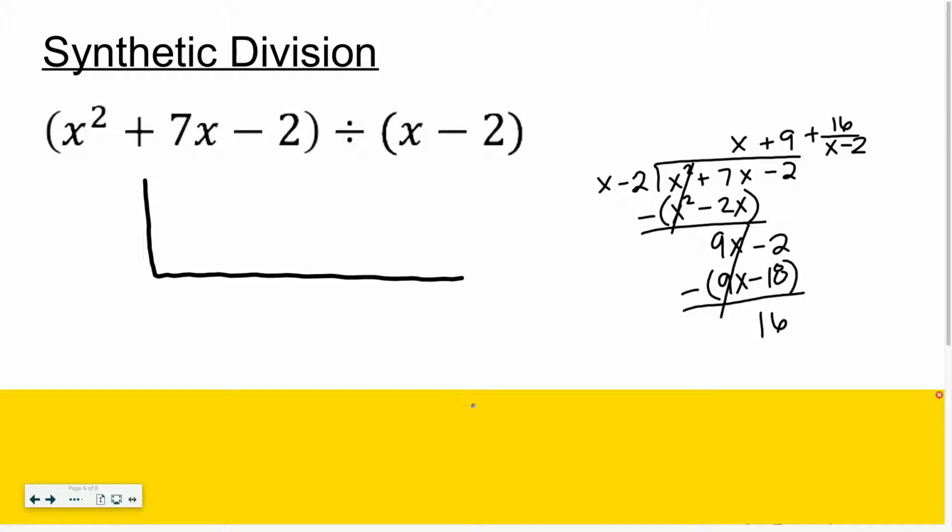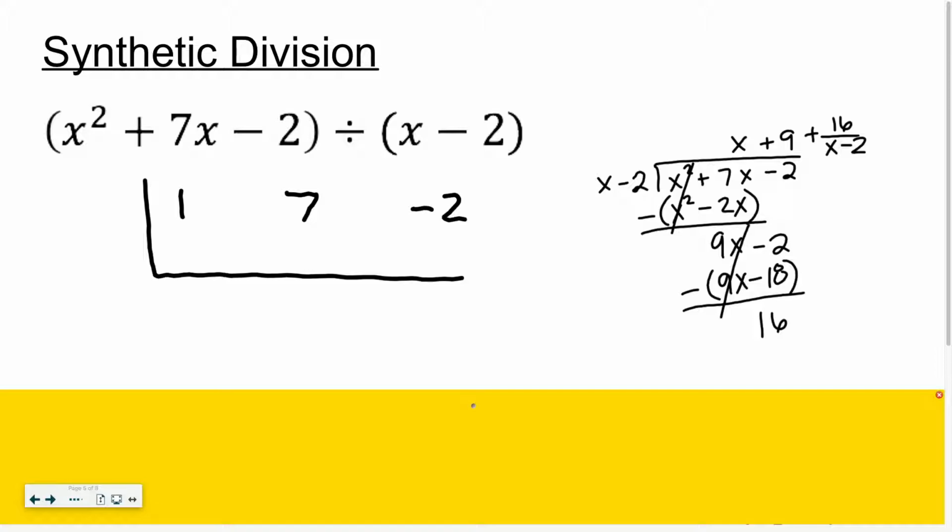Okay, inside the synthetic box, on the top line, you put the coefficients to all of the x terms. And same rules apply. If one of the terms is missing, you have to put a 0, right? Okay, so what's the highest exponent in this one? 2. So I have to have an x squared, an x, and then a constant term. What's the coefficient to x squared? 1. What's the coefficient to your x? 7. What is your constant?